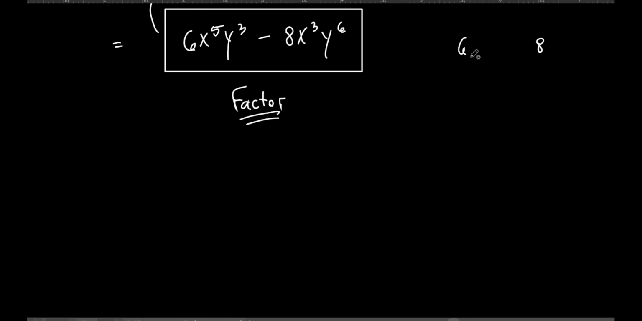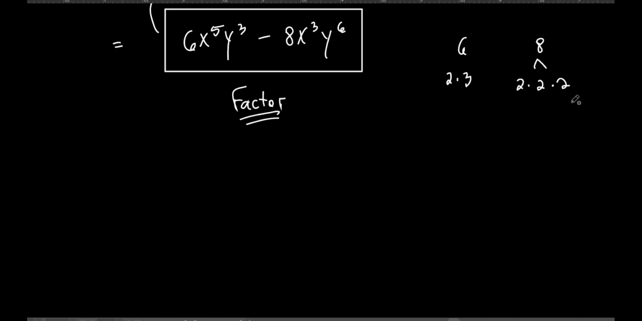At some point, you should probably be able to do this in your head, but if not, this is where you would go. So break down 6. What times what is 6? Yep, 2 times 3. I'll start with the lowest one first. What about 8? It's 4 times 2, or if you break it all the way down, 2 times 2 times 2. Agreed?